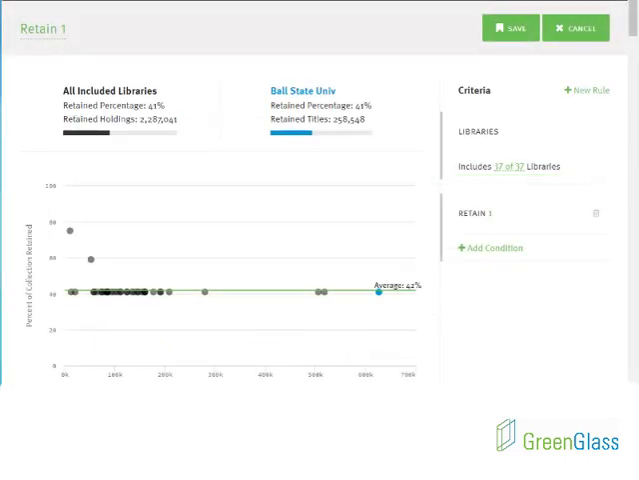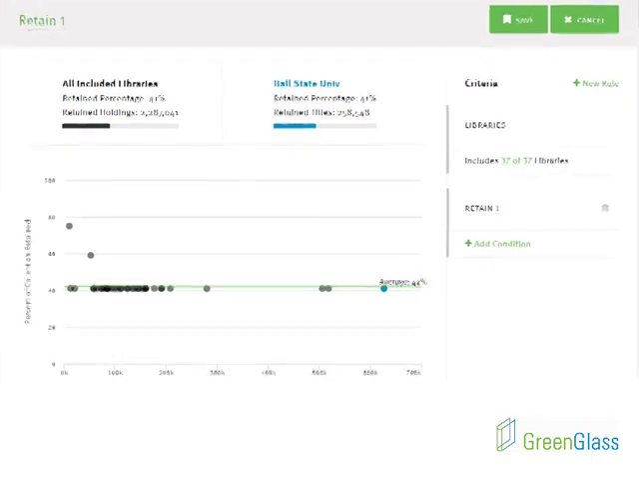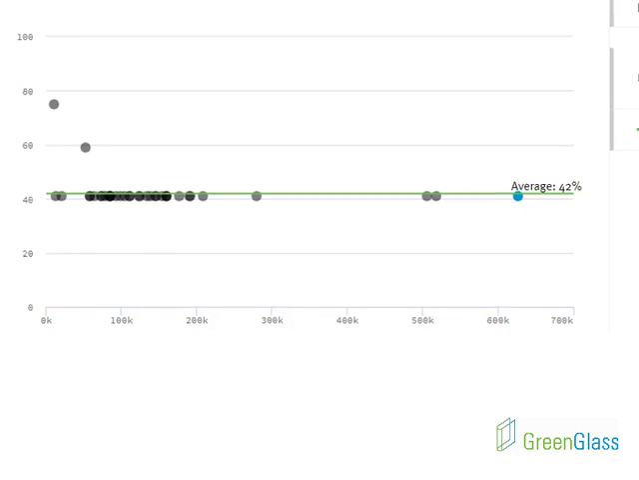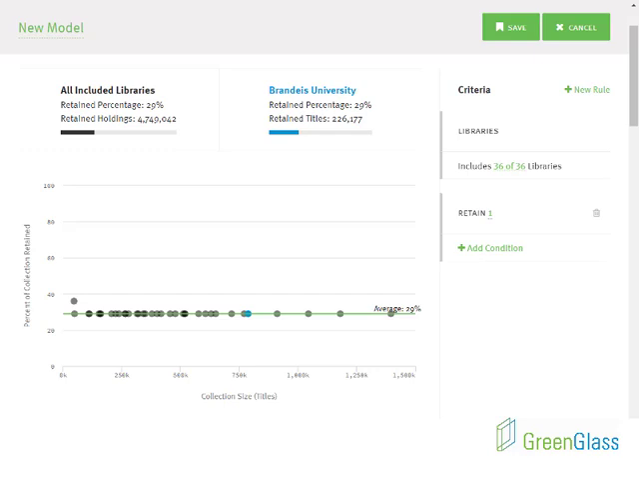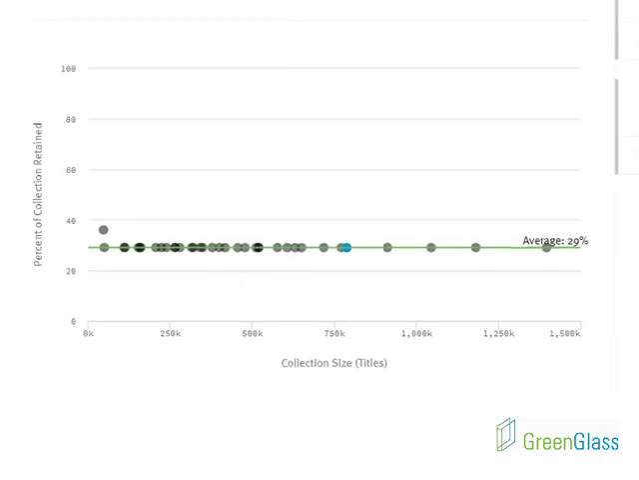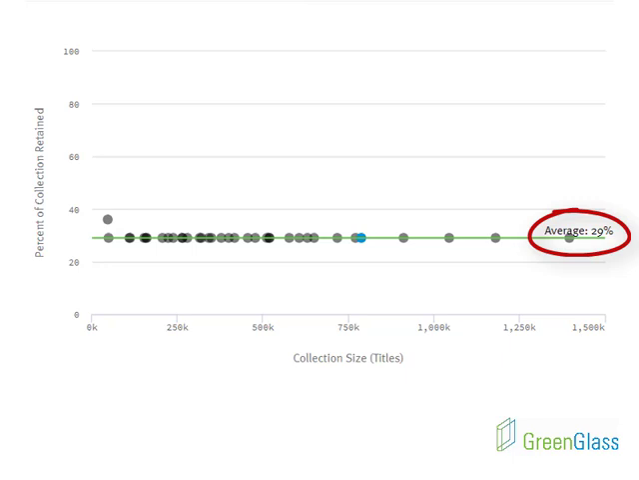This same model, applied to the 39 academic libraries of Indiana, would require most participants to retain 41% of their collections, except for two small specialized libraries that would have to retain 59% and 75% respectively. The Retain 1 model, applied to the 36 East Cohort 1 libraries, would result in most members having to retain just 29%. You can see that there's one small specialized library that would be required to retain 38% of their collection.